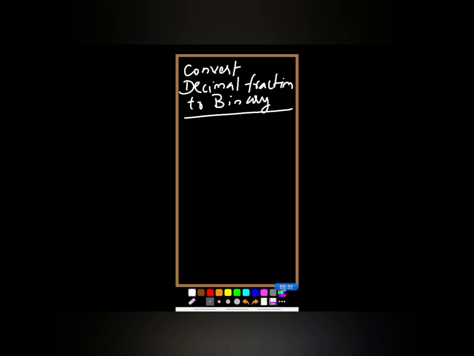So let's see how to convert decimal fraction to binary. There is a little bit different in the method. In the other one, decimal to binary, we have continuously by dividing 2, we all got that right answer. Here we have to multiply successively each fractional value by 2.